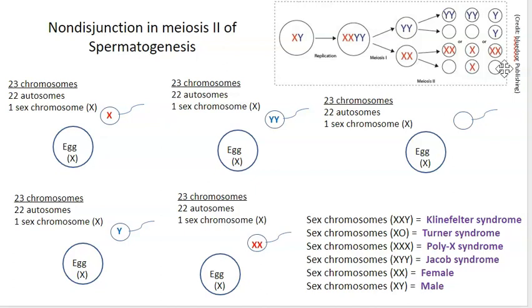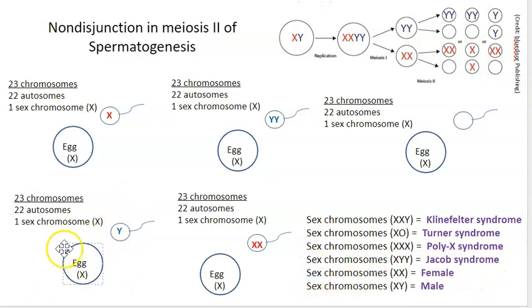So now let's do what we did before, right? So if a normal sperm, meaning that it has 1 sex chromosome and 22 autosomes, fertilizes a normal egg, this is my normal egg here, right? 22 autosomes, 1 sex chromosome. What's going to happen is this is going to result in a female with the right number of chromosomes, 46. 22 pairs of autosomes, 1 pair of sex chromosomes, X and X. That's this individual right here.